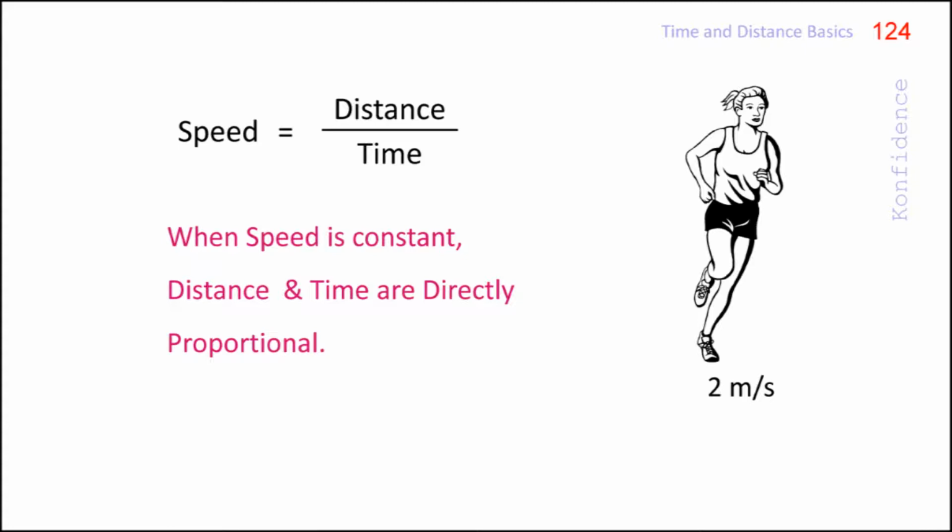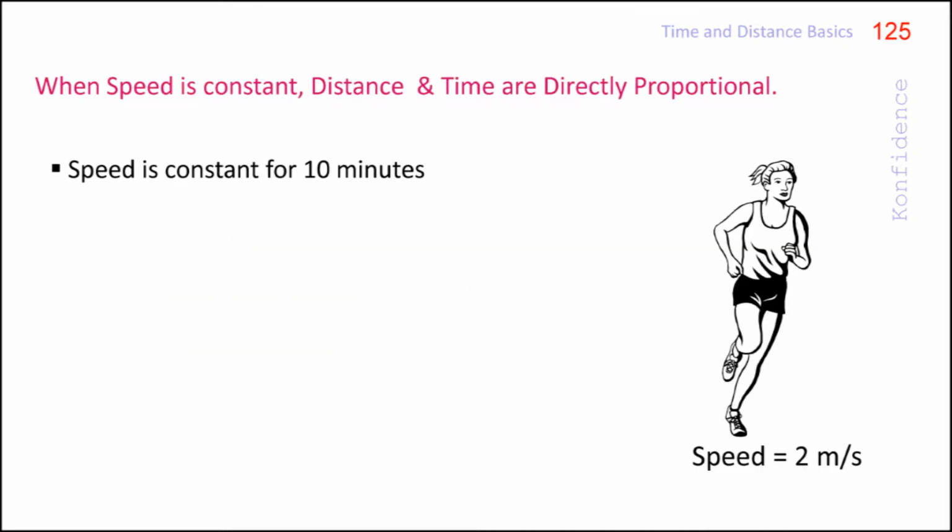When speed is a constant, distance and time would be directly proportional. Let us try to understand this a bit more clearly, looking at the case of Miss Gauri, who jogs at a constant speed of 2 meters per second for 10 minutes. Here it is mentioned that Gauri's speed remains constant for the 10 minutes time, and the speed is 2 meters per second. If you observe the distance that she covers over the period of time, every second she covers 2 meters. That is what we mean when we say that her speed is 2 meters per second, isn't it?